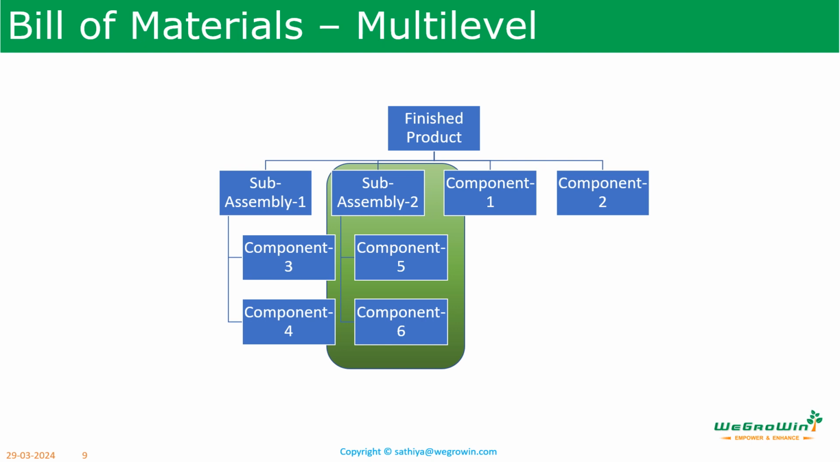We saw that for the finished product, there is one level. And then for subassembly, there is the next level. Another subassembly, another level. If you are producing the component 3 from raw material, then there will be another bill of material. So these are called the multi-level BOMs. So we have single level BOMs and multi-level bill of materials.